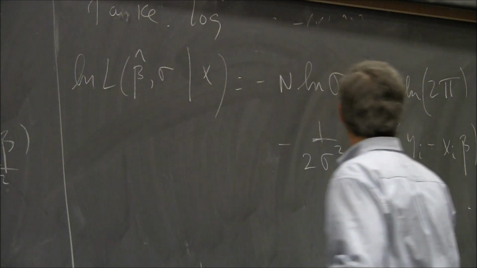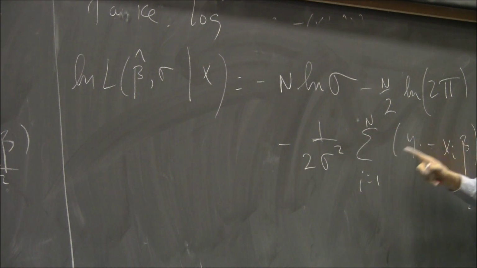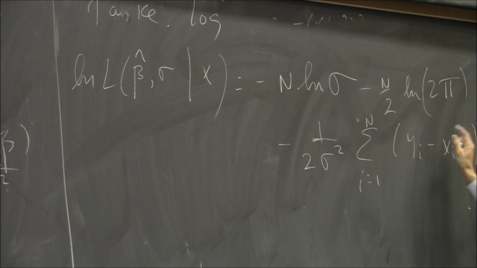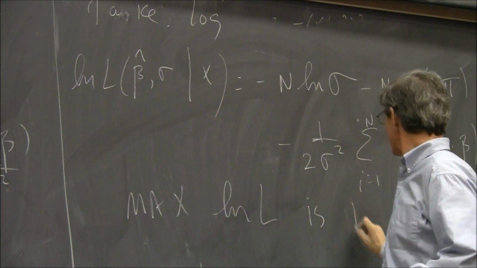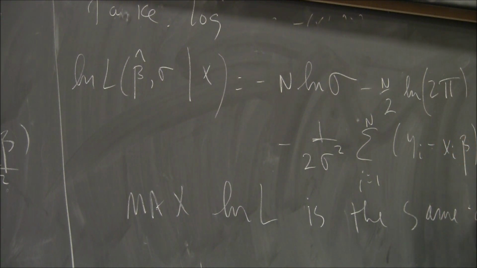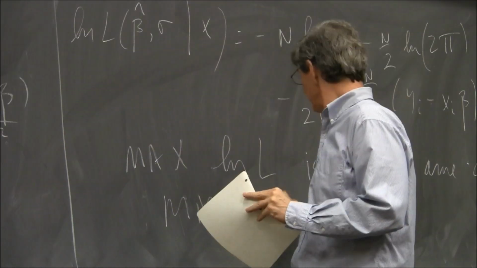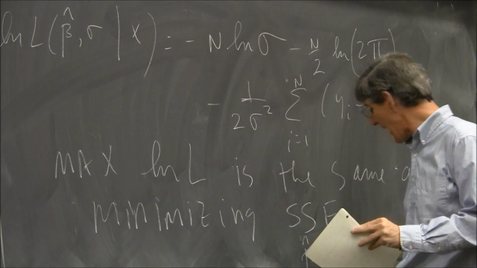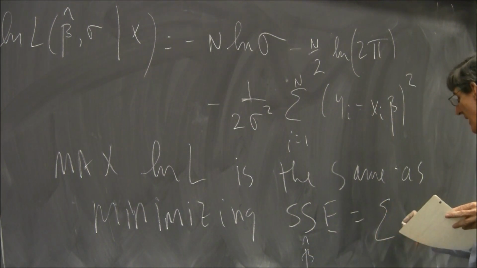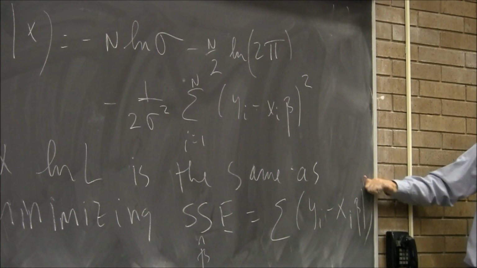But notice something. You see any betas there? I don't. Anything in there? And get rid of all those. Not going to change the problem. Maximizing log L is the same as minimizing the sum of the squared errors by finding beta hat equals the sum of the yi minus xi beta squared. That's the sum of the errors squared.